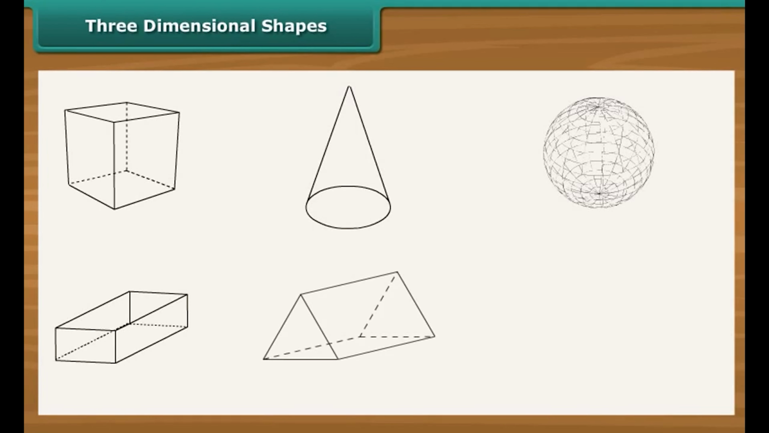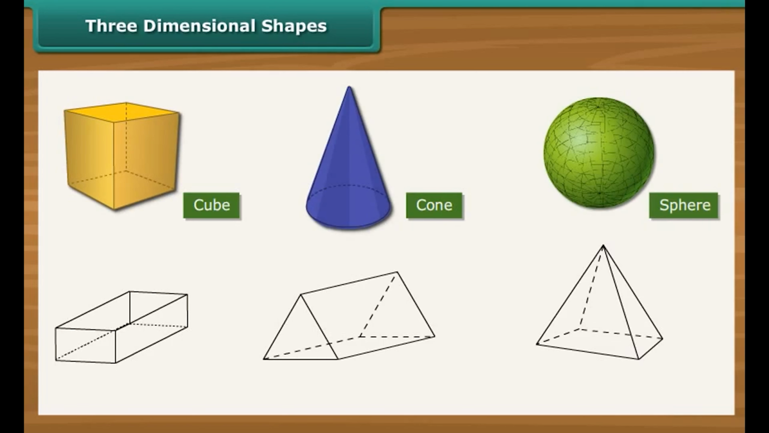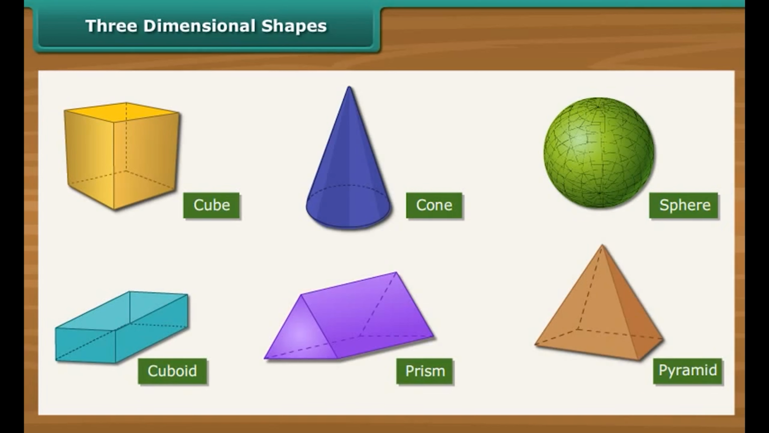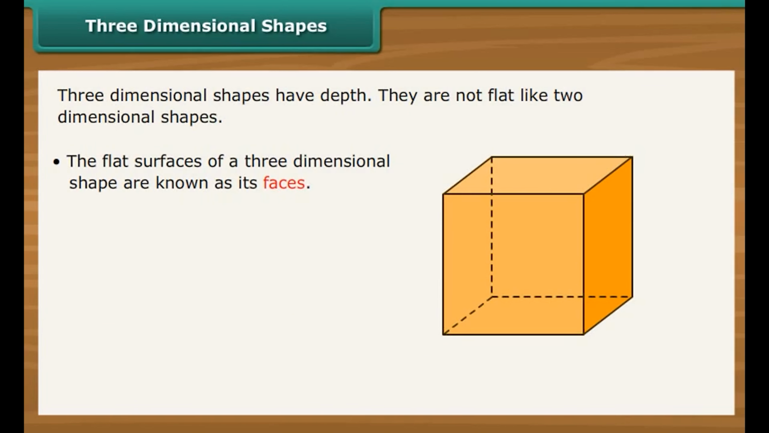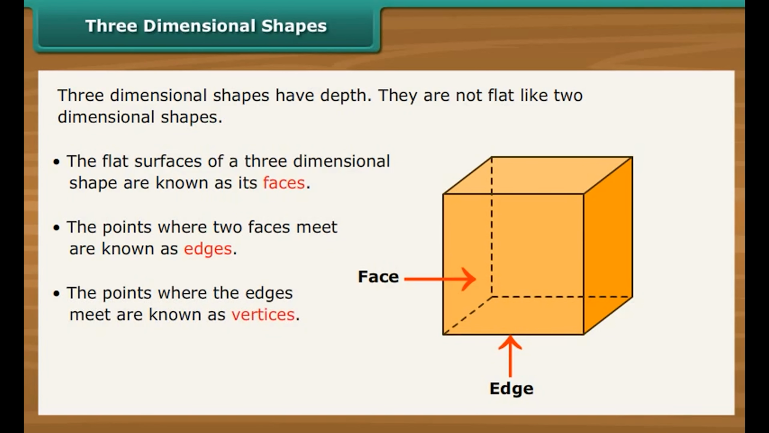Three-dimensional shapes have depth. They are not flat like two-dimensional shapes. Examples of three-dimensional shapes are cube, cone, sphere, cuboid, prism, pyramid, etc. The flat surfaces of a three-dimensional shape are known as its faces. The lines where two faces meet are known as edges. The points where the edges meet are known as vertices.